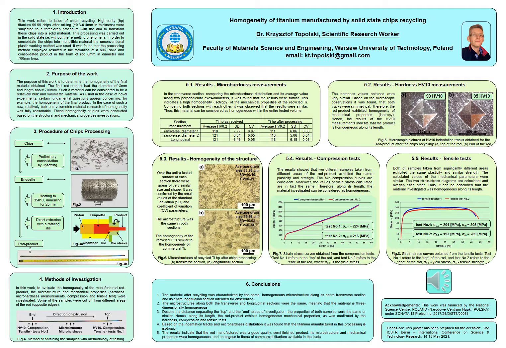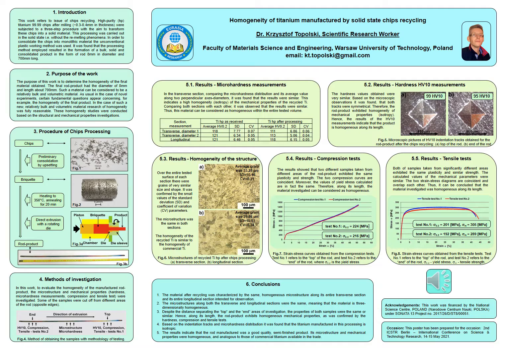And now, please, let's move to the results of investigation. The results of investigation are presented in section number 5. In the section number 5.1, the microhardness measurements were presented. As it can be seen in the table, when analyzing the transverse section, the microhardness distribution and its average value along two perpendicular axes diameters were shown. It was found that the results were similar. These data indicate a high homogeneity and isotropy of mechanical properties of the recycled material. Comparing both sections with each other, it was observed that the results were similar too. Therefore, this material can be considered as homogeneous within the entire tested volume.